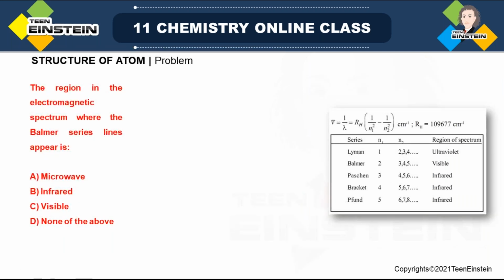Now we will solve this problem, which is based on this equation. So I already have this that you have already seen in the previous slide. Already I have presented it here so that you can solve the problem easily. The question is saying: the region in the electromagnetic spectrum where the Balmer series lines appear. It is visible. Okay, so correct option C. Very easy.